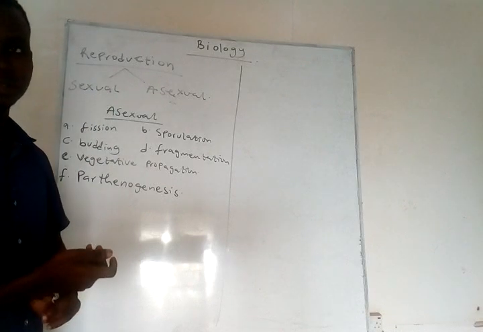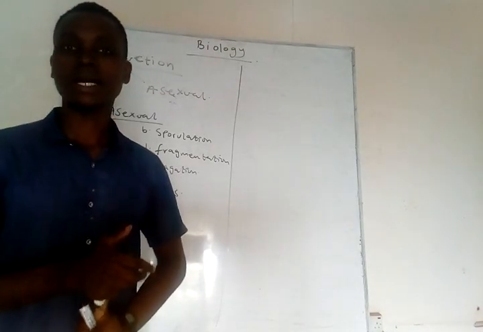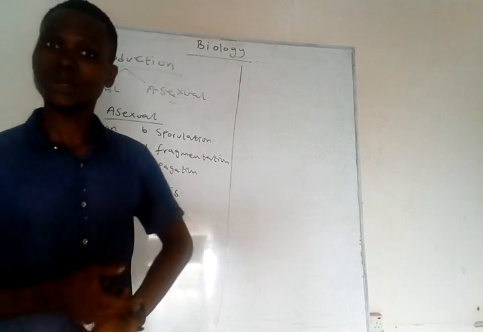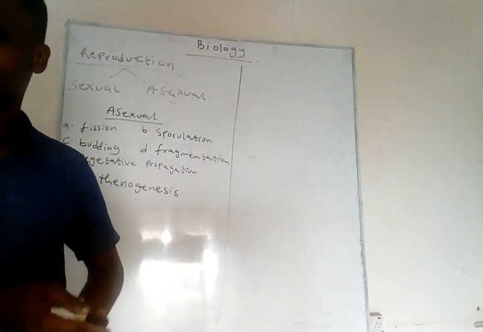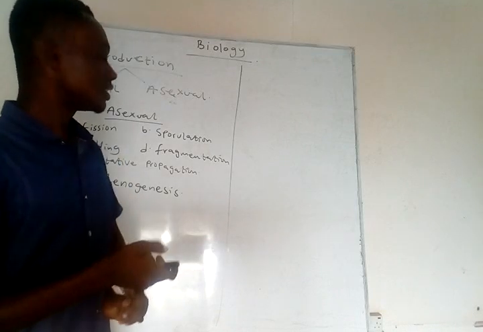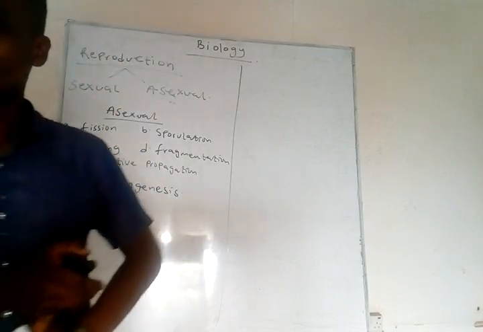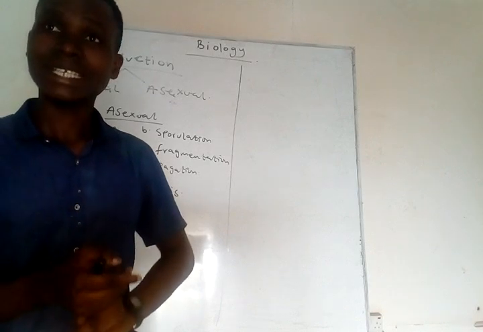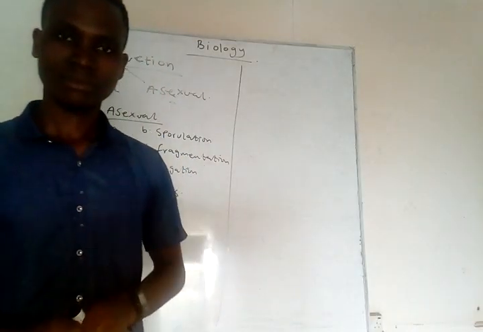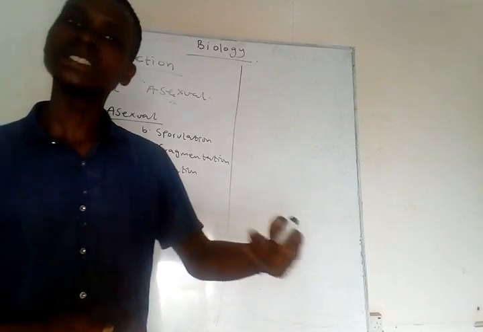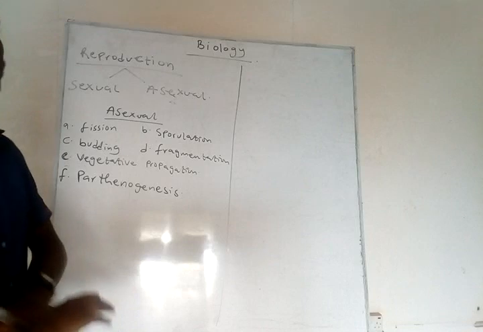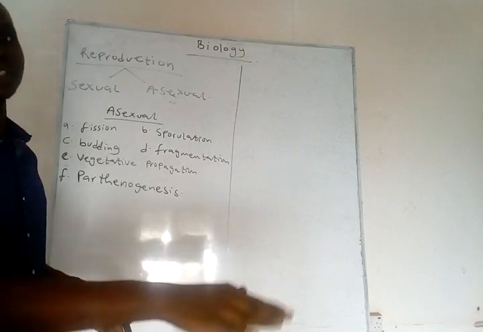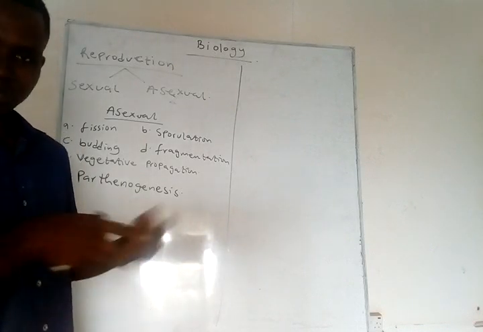Through reproduction, life becomes a continuous process. Assuming there was no reproduction, life would have come to a halt. Through reproduction, organisms give rise to young ones of their own kind. And through reproduction, there is continuity of life. That means life doesn't come to an end. Whether you die today or not, life will still be in existence, not for you, but for other people.